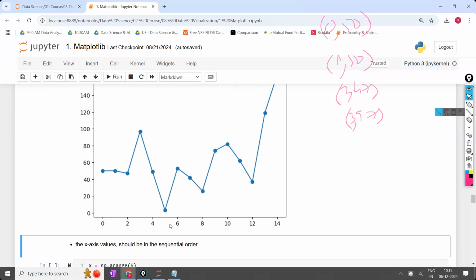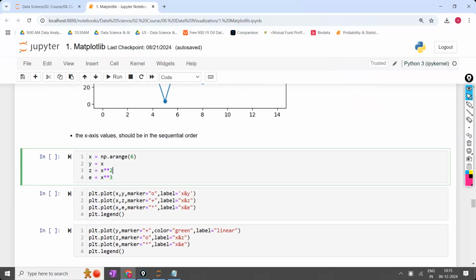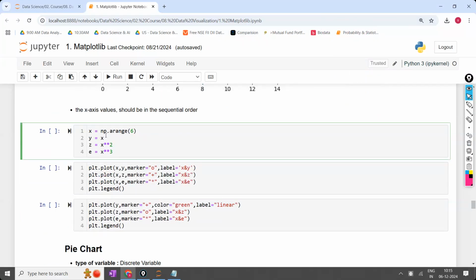No, right? Now, next, here I want to represent multiple line plots for comparison purposes. In a single Jupyter notebook cell, if you write multiple plots, everything will be combined as one plot. What is the meaning of this? Let us understand. X is equal to np dot arange of 6. What is np dot arange of 6 means? 0, 1, 2, 3, 4, 5.